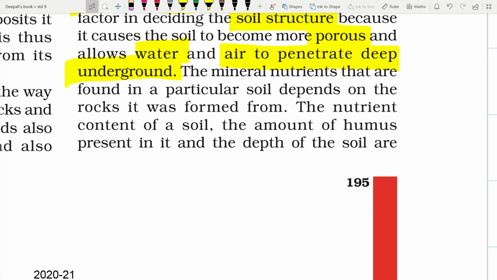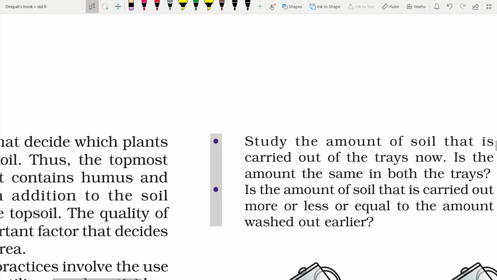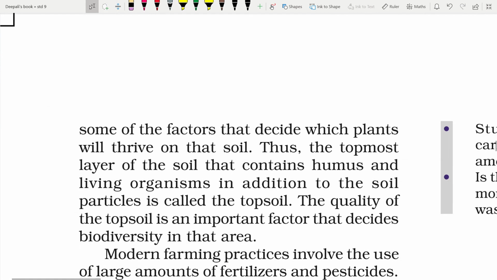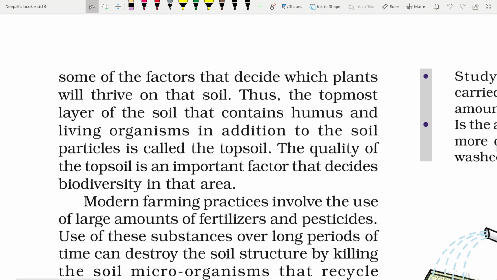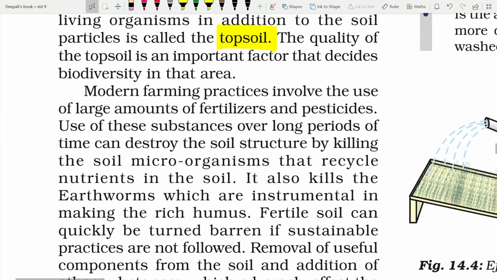The mineral nutrients that are found in a particular soil depend on the rock it was formed from. The nutrient content of a soil, the amount of humus present in it and the depth of the soil are some of the factors that decide which plant will thrive on that soil. Thus, the topmost layer of the soil that contains humus and living organisms in addition to the soil particles is called topsoil. The quality of topsoil is an important factor that decides the biodiversity in that area because that decides what kind of plants will be growing.